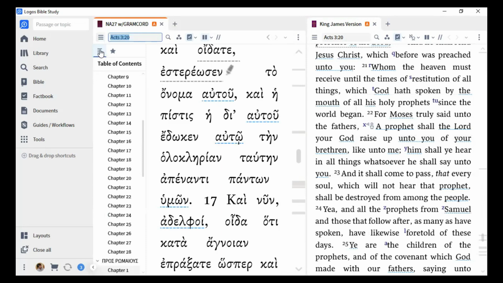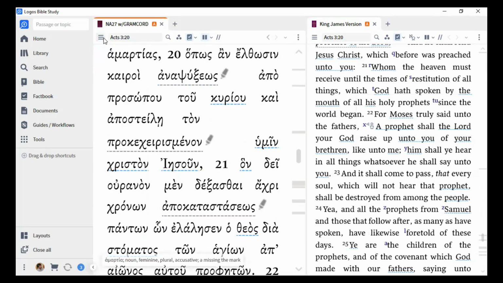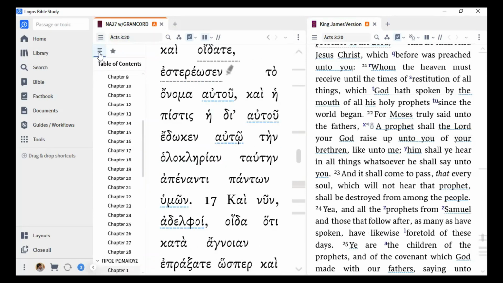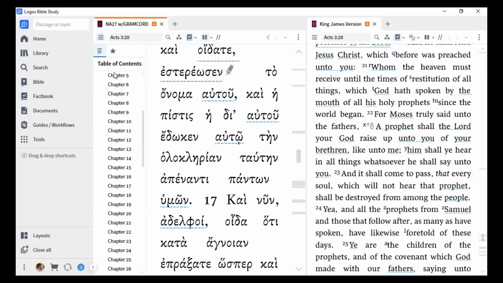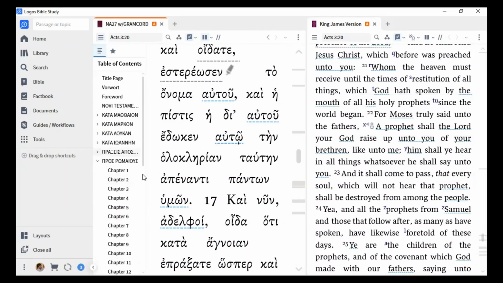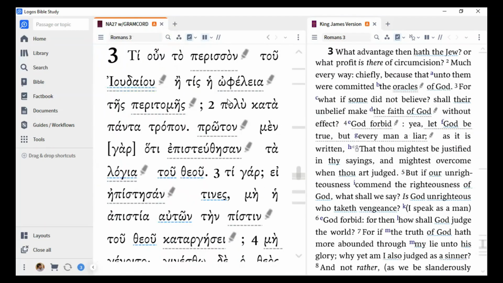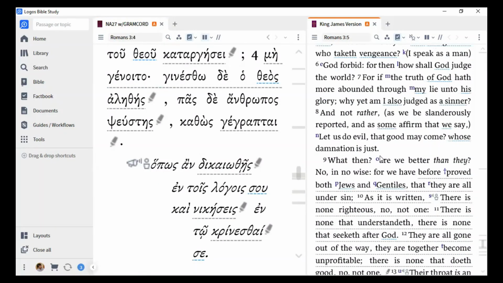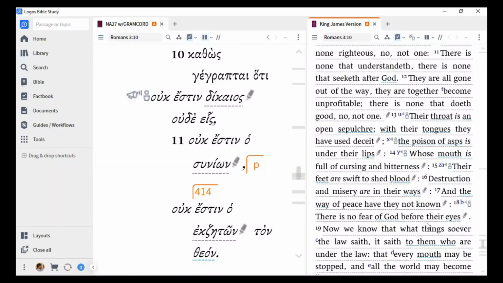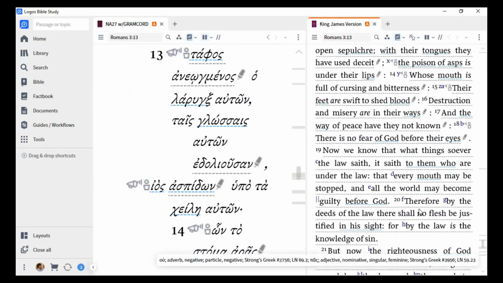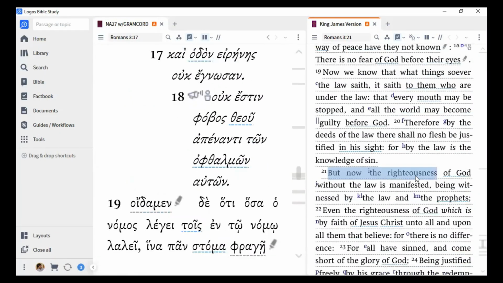Sorry, this, Romans chapter 3. By mistake, it was clicked on Acts. Romans chapter 3, verse 21. Here is the verse you see here.